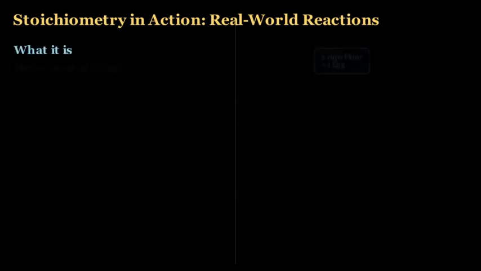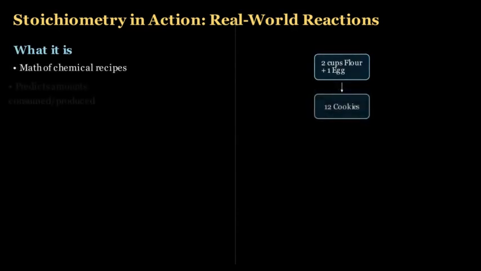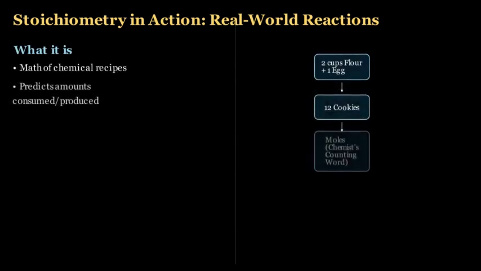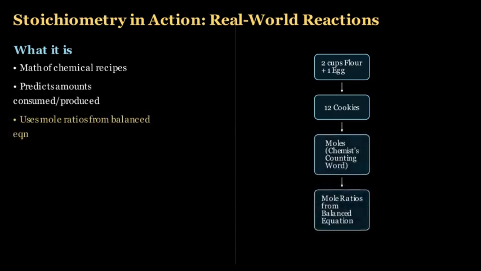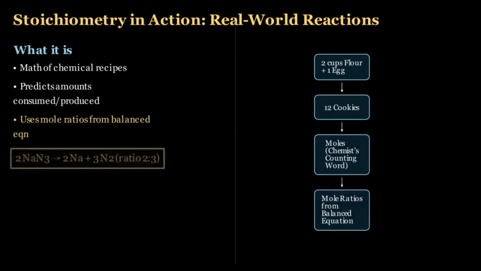Stoichiometry is simply the math of chemical recipes. Just like a cooking recipe tells you 2 cups of flour plus 1 egg gives 12 cookies, a balanced equation tells you how many particles of each ingredient combine and how many particles of product you get. Because we can't count particles one by one, we use the mole, a chemist's counting word for a huge, fixed number of them. Stoichiometry uses the mole ratios from the balanced equation to predict exactly how much of any substance will be used up or made, whether you measure it in grams, liters, or even truckloads.